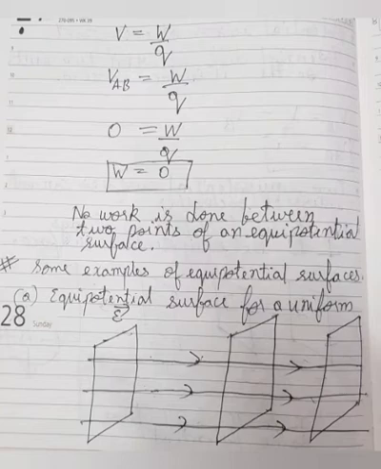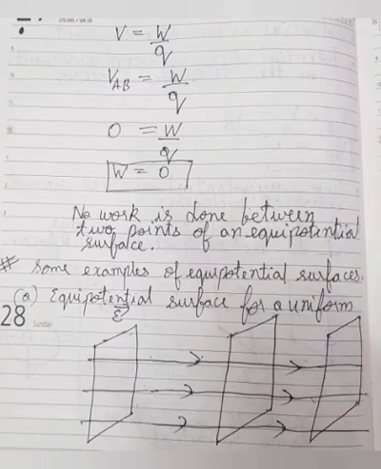Now let us discuss some examples of equipotential surfaces. The first example that I have taken is equipotential surface for a uniform electric field. You can see that I have drawn some uniform electric field lines, and we have placed three surfaces which are equipotential surfaces, which are perpendicular to the electric field.